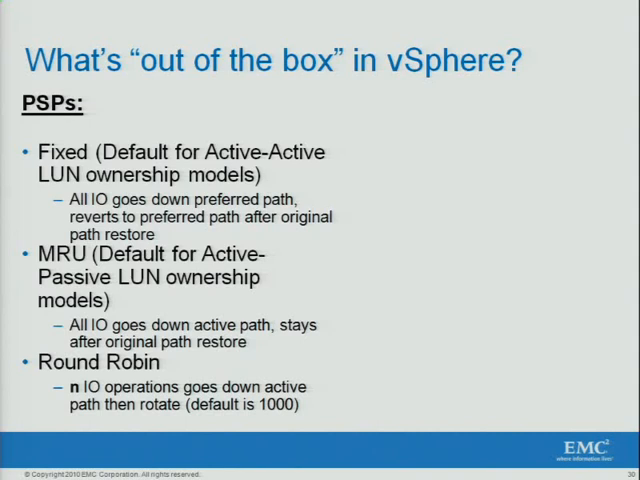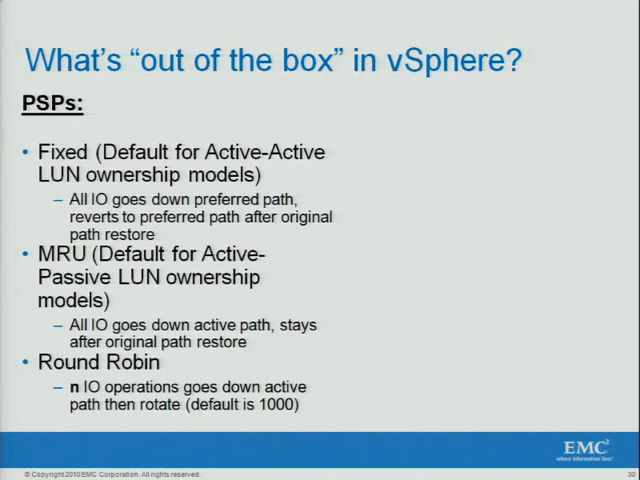If it's an MRU-based PSP, what it means is that, again, I'm sending data down a primary path, link 1. If I have a failure on link 1, I will start sending I/O down link 2. But this time when link 1 is returned, I'm still going to send my data down link 2. I'm not going back to the previously failed state.